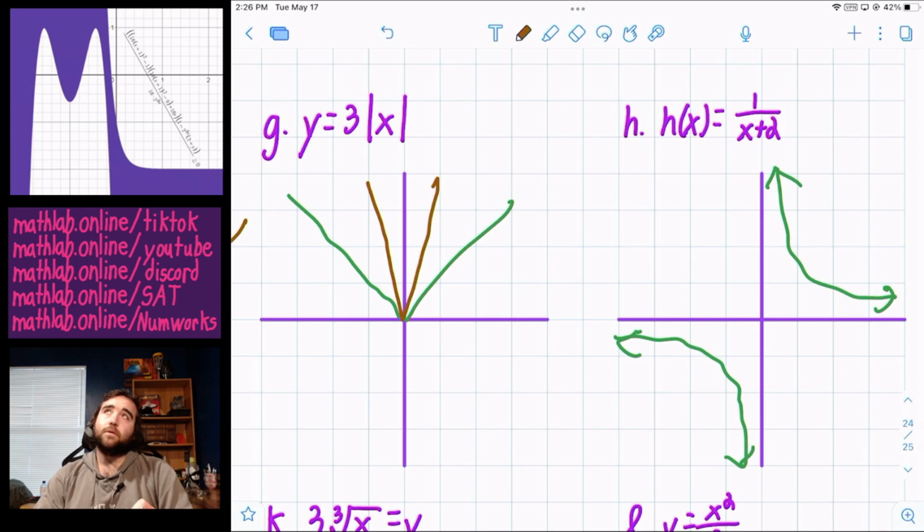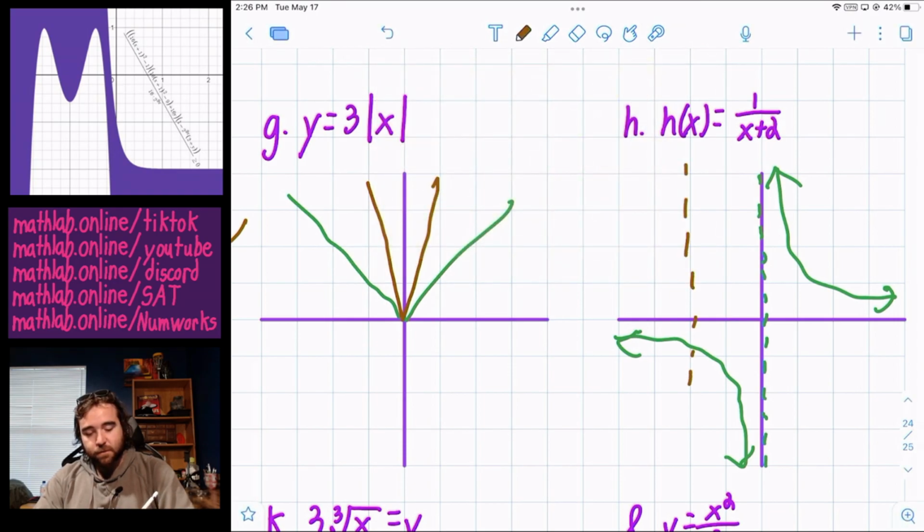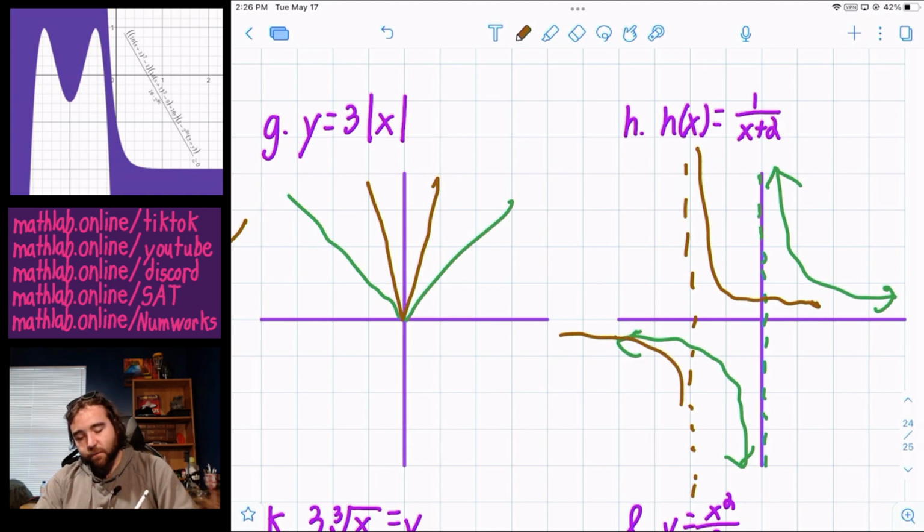Here we're adding 2 on the inside, so that's going to move it sideways. So let's see how before we had this vertical asymptote right here. Now that we're moving it sideways 2, that vertical asymptote's going to be over here. And that's going to guide our new graph.